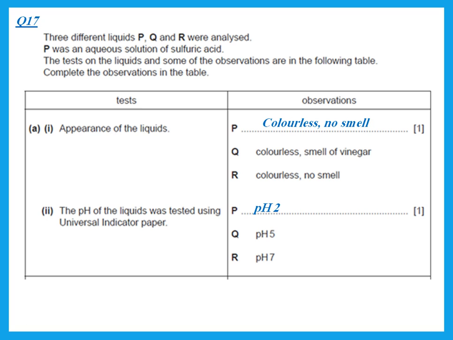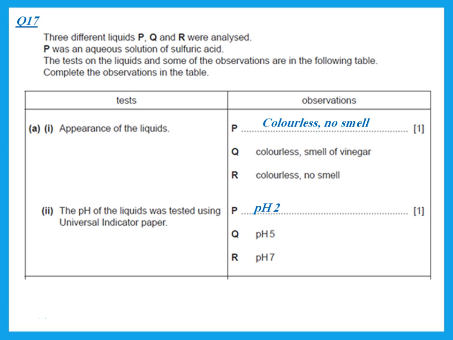Now, what about Q and R? What is he telling me about Q and R? He's saying Q is smell of vinegar. Remember, which one gives us a smell of vinegar? You should remember that that is ethanoic acid. And pH 5, that means it's a weak acid. So that is ethanoic acid. So he is telling me that Q is ethanoic acid. It has smell of vinegar and it has pH 5, which is a weak acid.